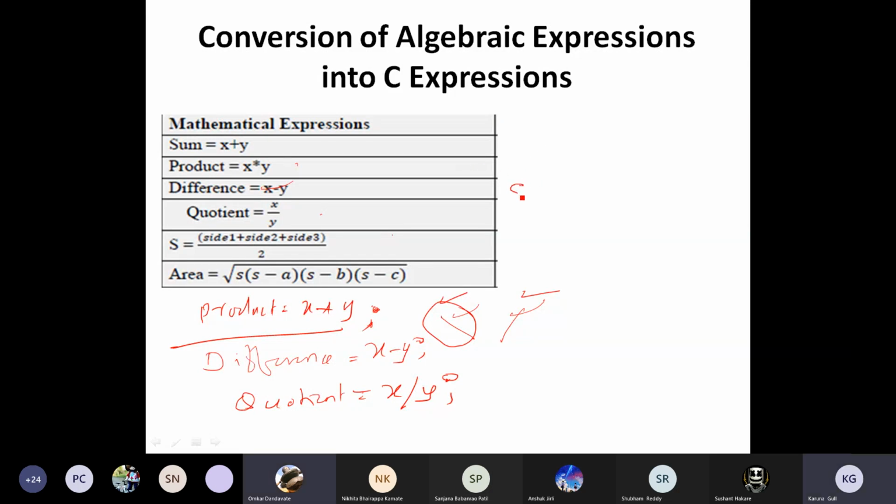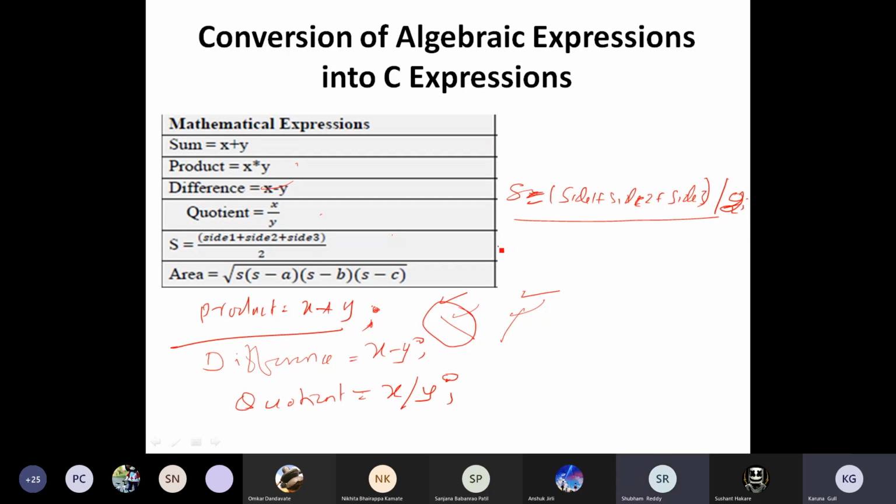S is equal to, into the bracket, side 1 plus side 2 plus side 3. One second, I'll write that. Side 1 plus side 2 plus side 3, slash 2. This is how you're supposed to write for this. Is it okay? Yes, ma'am. Okay. Next.